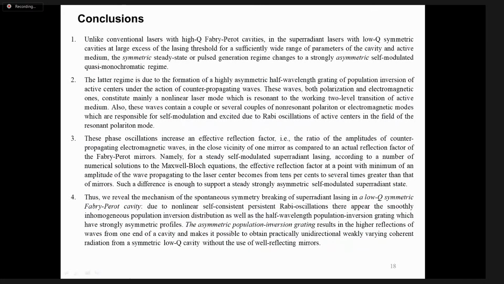So we revealed the mechanism of the spontaneous symmetry breaking of super-radiant lasing in a low-Q symmetric Fabry-Perot cavity, and the asymmetric population inversion gradient results in higher reflection, as I explained, and makes it possible to obtain practically unidirectional, weakly varying coherent radiation from the symmetric cavity without using well-reflecting mirrors. Thank you for your attention.